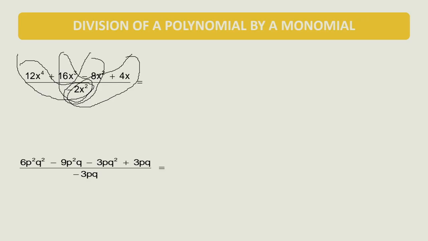Okay, so in the first one, I'm just going to write it out as separate fractions. So I have 12x^4 over negative 2x squared plus 16x cubed over negative 2x squared minus 8x squared.